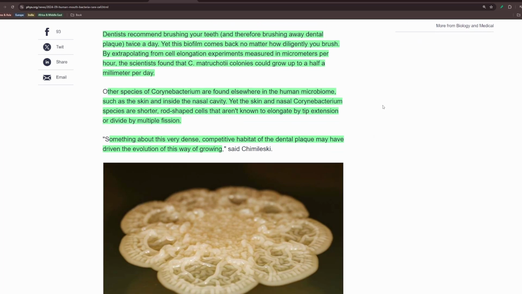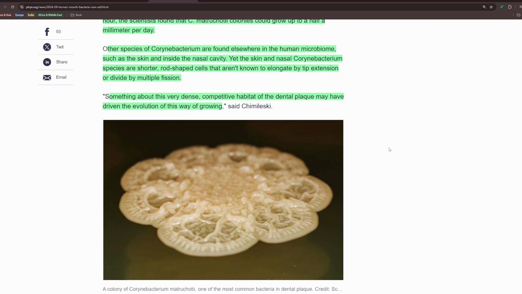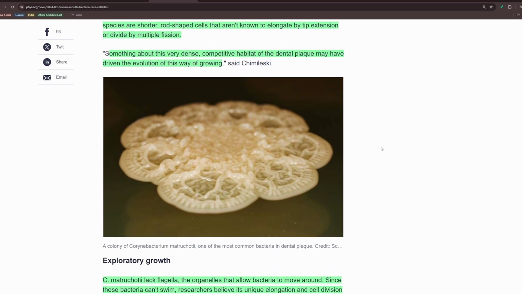Other species of Corynebacteria are found elsewhere in the human microbiome, such as skin and inside the nasal cavity. Yet the skin and nasal Corynebacterium species are shorter, rod-shaped cells that are not known to elongate by tip extension or divide by multiple fission. Something about this very dense, competitive habitat of the dental plaque may have driven the evolution of this way of growing.